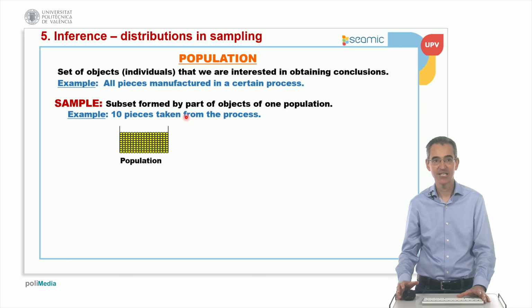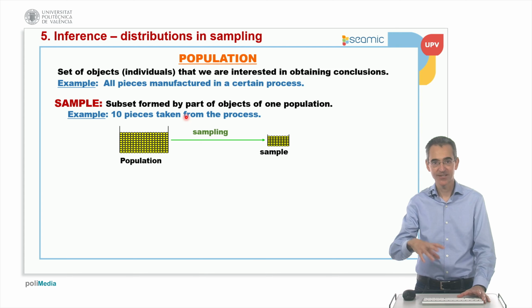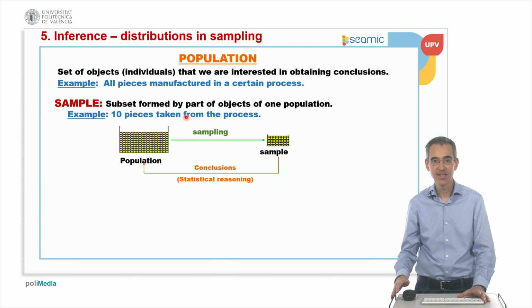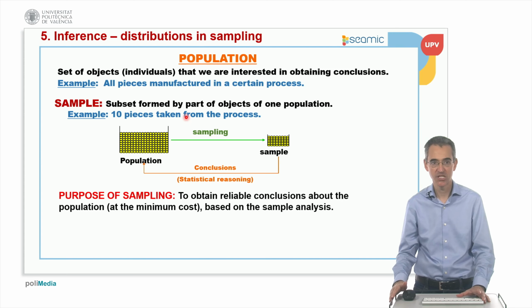The definition is that a sample is a subset formed by part of the objects of one population. For example, we could take a set of 10 elements from this process. So sampling is the process of taking a sample. And then by studying the sample, we make some kind of statistical reasoning, called inference, in order to take conclusions about the total population.